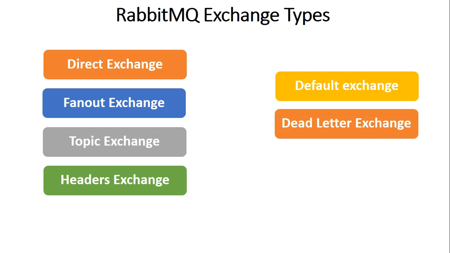If it's x-match any, then even if one of the header properties is matched between the message header and the binding, it will send the message to that queue. And if it's x-match all, then it will check all of the headers. Only if all of the headers match will this message be sent to those queues.